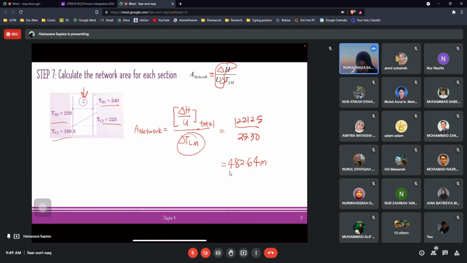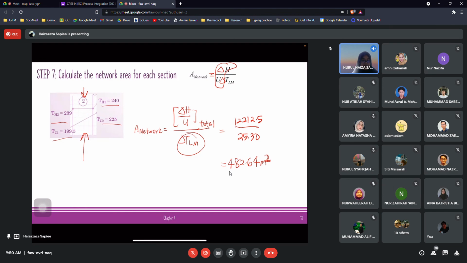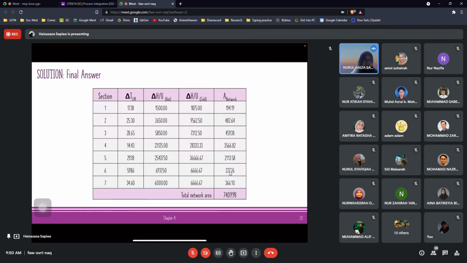So this is just the area, in meter square. You can check the units if you want. This is just the area for this section. You're going to have to calculate the area for all the sections, from 1 to 7. It's actually just a procedural step. After that, this is what I meant, if we put it in a table it's easy. We've got delta TLM for sections 1, 2, 3, 4, 5, 6, 7.